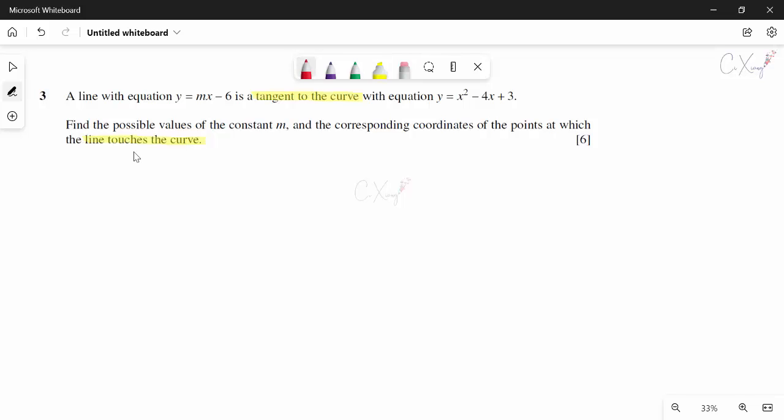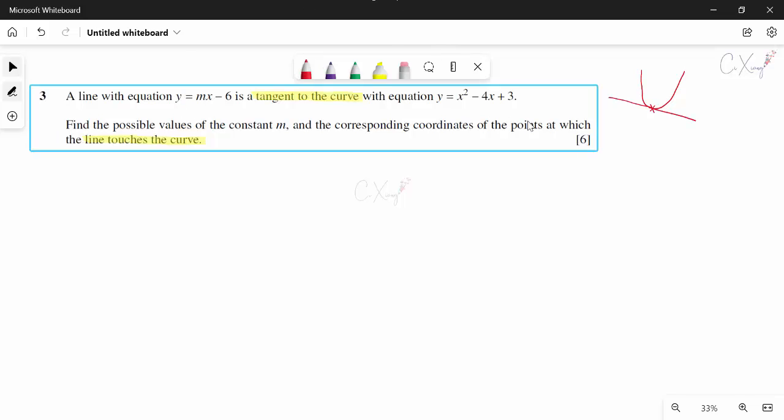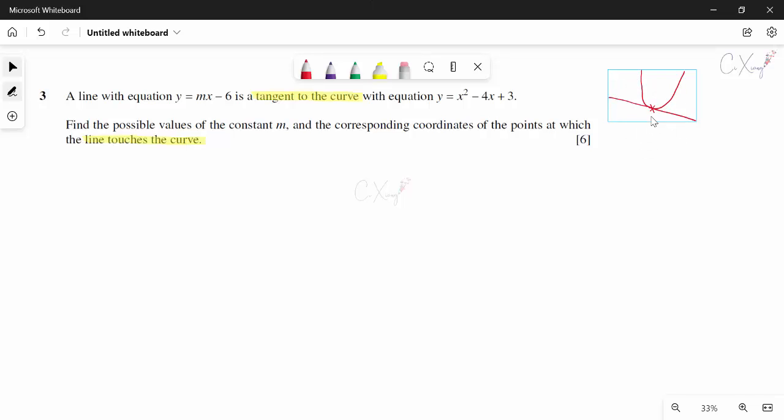So generally, you can imagine that when they are mentioning the curve, the parabola, and we have a line which is a tangent, it will look something like this. Okay, so now it is like an intersection point. There's an intersection point between the line and the curve. So to find out the value of m, we try to solve it simultaneously first, where y equals mx minus 6, and also the curve equation is actually x squared minus 4x plus 3.